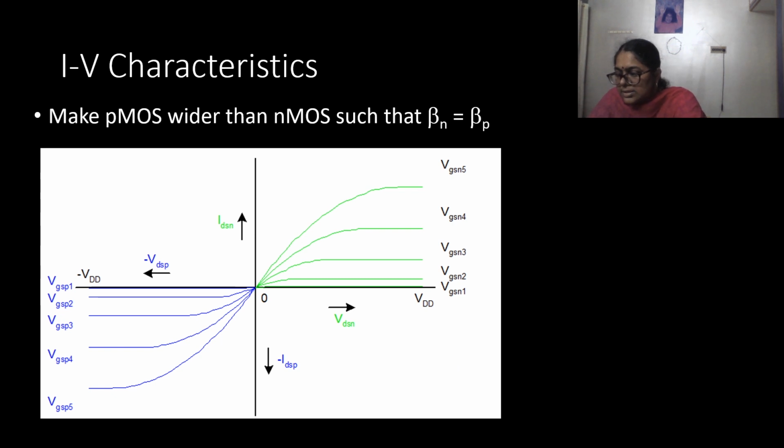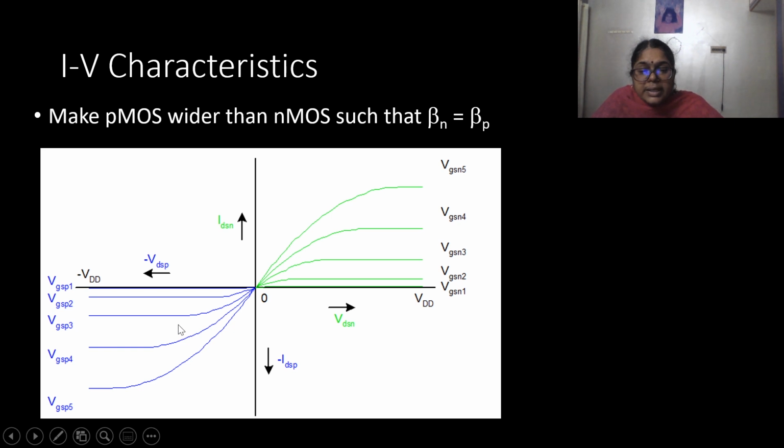So next we are going to consider the VI characteristics of both nMOS and pMOS transistors. We know that the VI characteristics of nMOS transistors is in the first quadrant and VI characteristics of the pMOS transistor are in the third quadrant, because for the pMOS transistor the voltage VDS and the current IDS are negative.